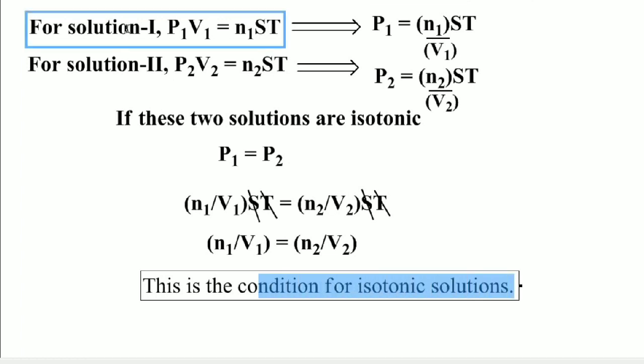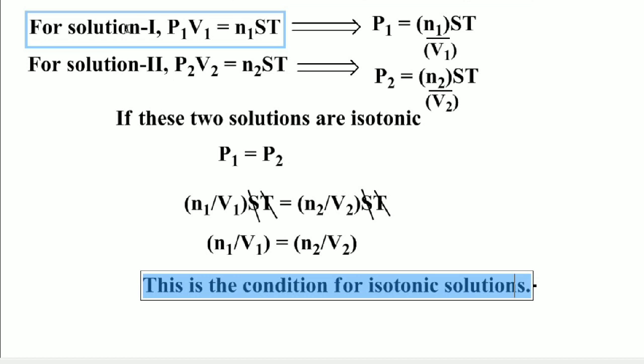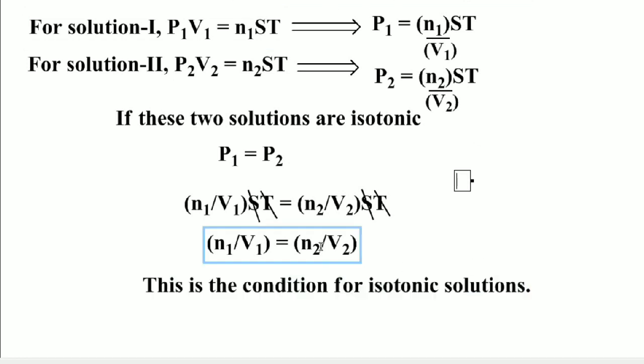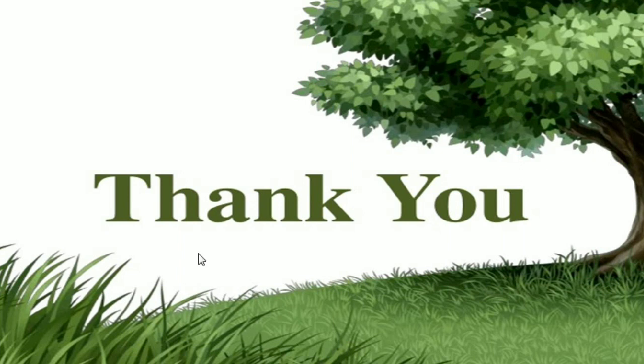Okay students, therefore, for isotonic solutions, n1 by V1 is equal to n2 by V2. I hope you enjoyed this session.